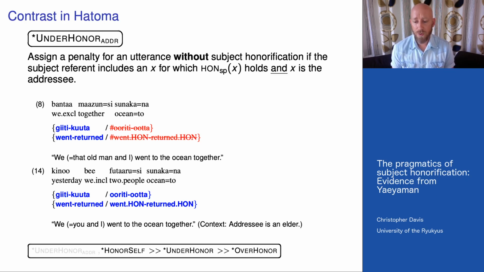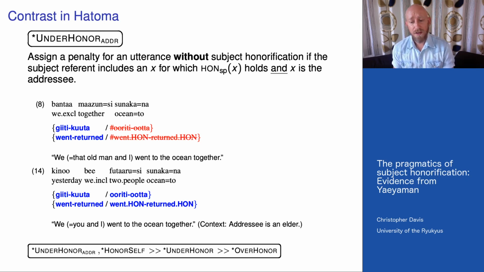So it seems, then, as if the constraint against honoring the speaker is ameliorated when the subject referent includes an honor-worthy addressee, and I will model this with an addressee-specific version of the star under honor constraint. And this constraint is going to penalize an utterance that fails to honor a subject whose referent includes an elder addressee or a higher status or senior addressee.